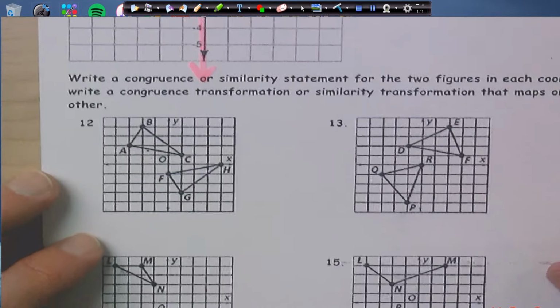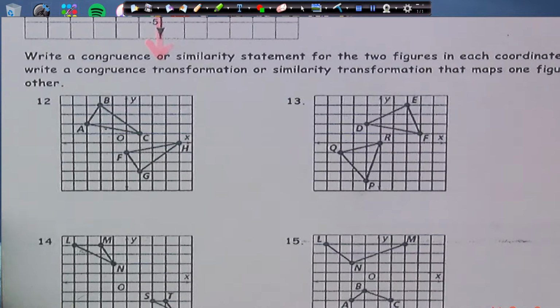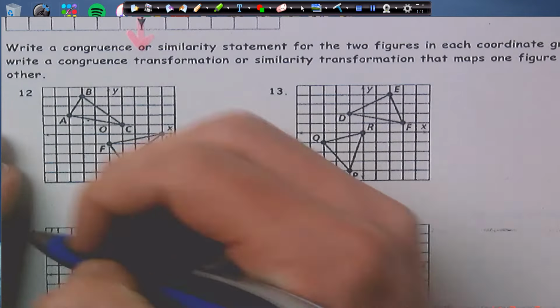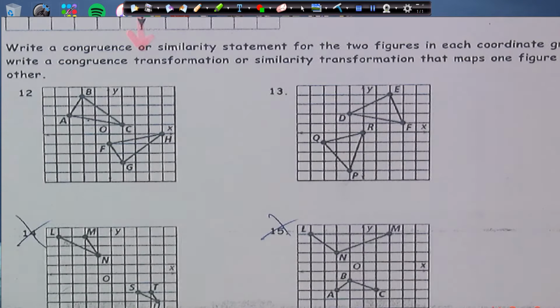All right. Number 12 and 13, we're going to do 14, 15. You can try those and line them up, but those are bonus. So we're actually not going to do those in this video. We're going to just stick to 12 and 13.